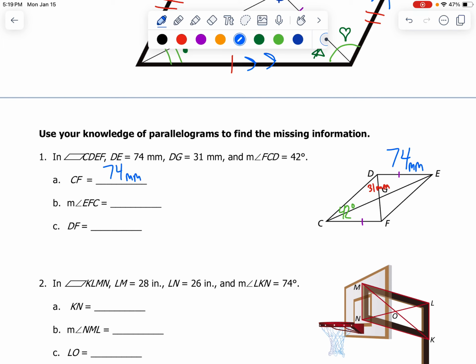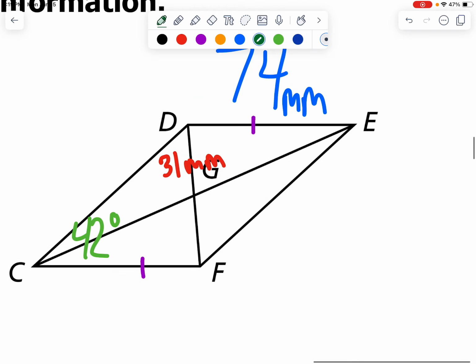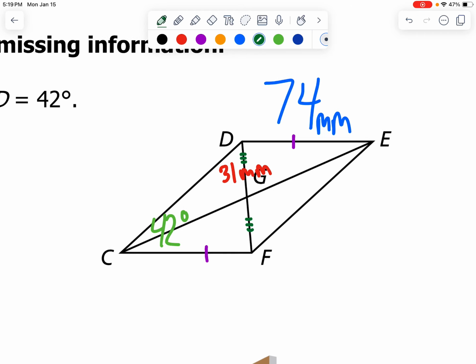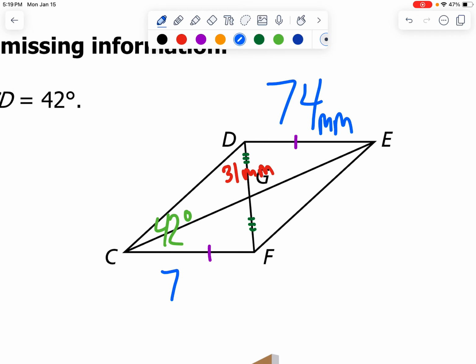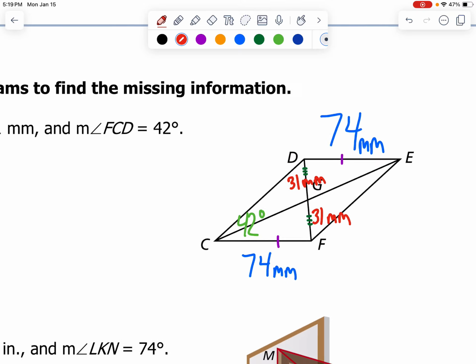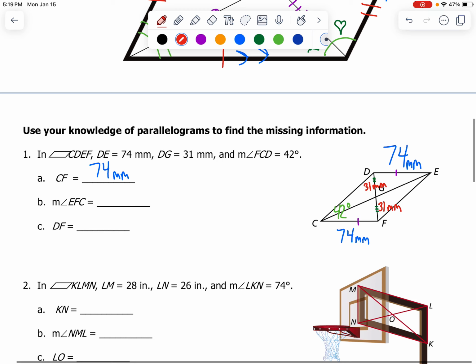On your yellow packet, you're going to see that the diagonals bisect each other. So those two are congruent. Maybe as we talk about it, it'll be easier to do it like this. So that means that GF is also 31 millimeters. But notice it's asking for DF. So for DF, we have to do 31 plus 31 to get 62 millimeters.